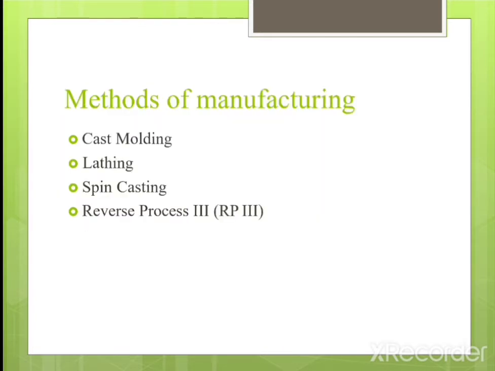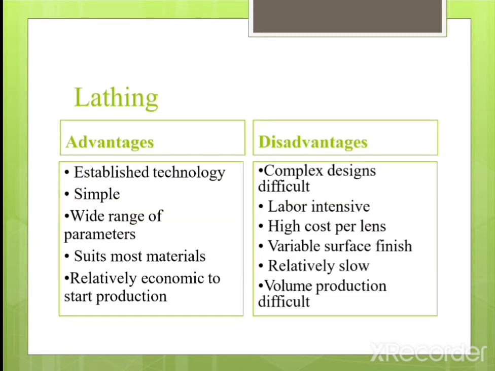Methods of manufacturing: which manufacturing method do we use? Cast molding, lathing, spin casting, and the reverse process. So what is the advantage of lathing? This is a manufacturing technique for making contact lenses.